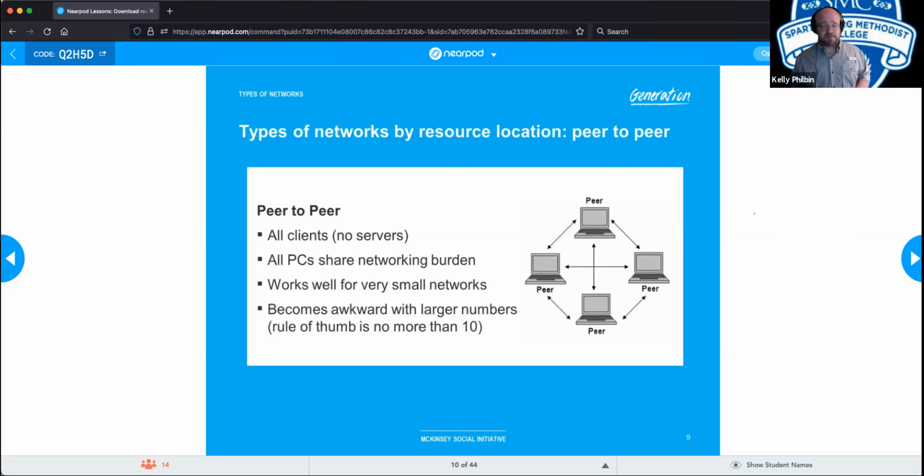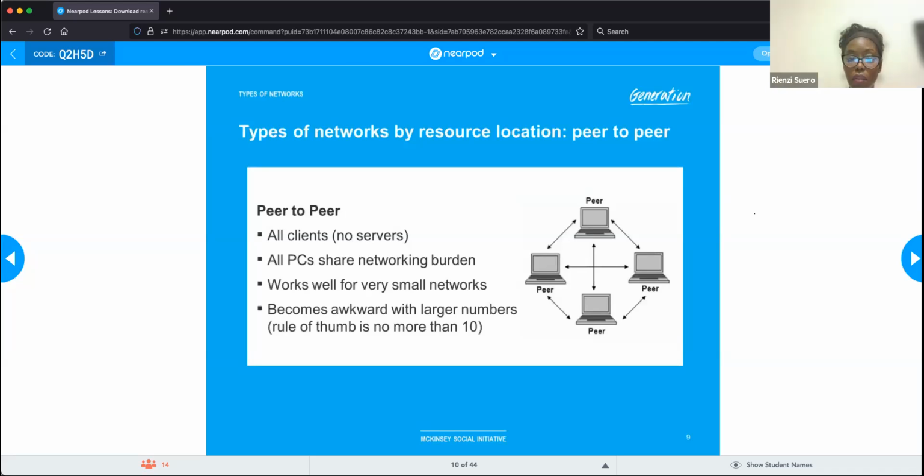Also, managing passwords becomes a nightmare when you start getting above 10 computers, because each user needs to have a sign-in on each computer. So that's 10 users on 10 computers. Every 3 months, you're changing 100 passwords. For IT, that becomes rather burdensome.